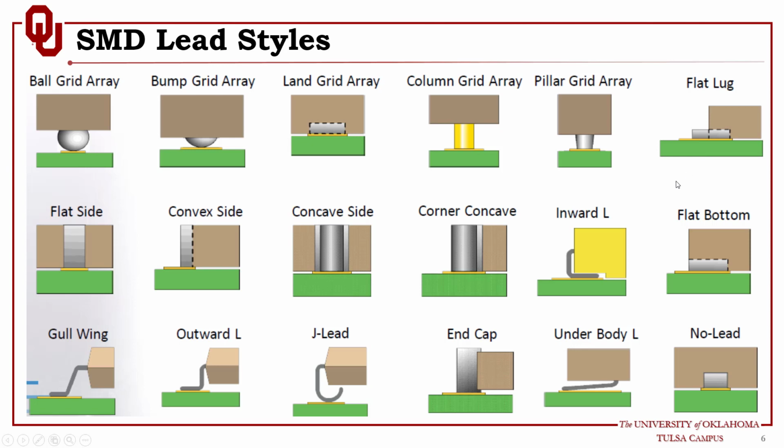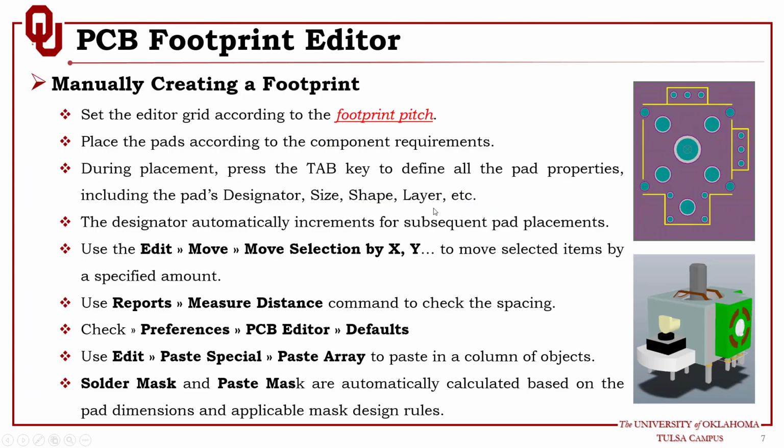Now, mostly we will be doing maybe the outward L, gullwing, and convex side. We'll use that. Also, sometimes we might use inward L, and if you do BGA, maybe you can use this one, which is the ball grid array. It's called BGA, the shortcut for that.